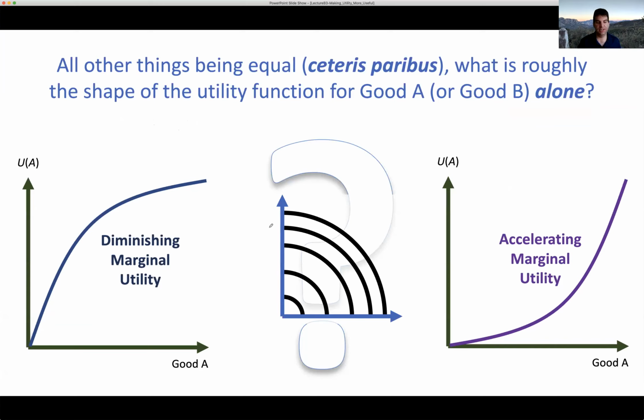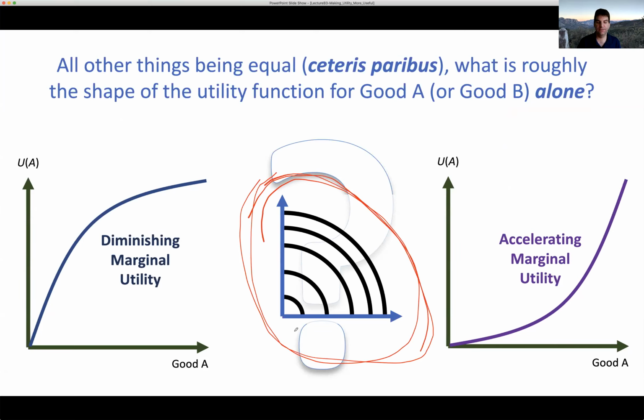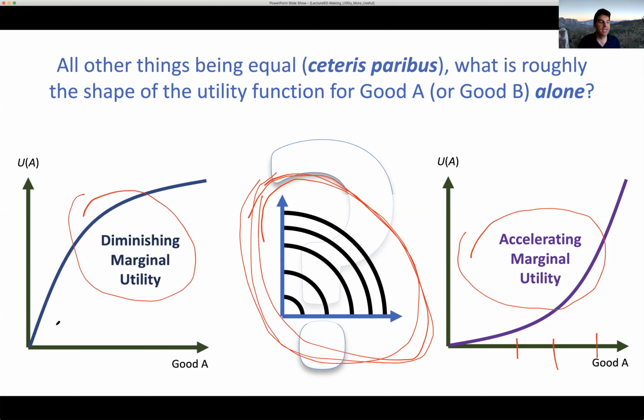All right, so we look at these utility functions here, and I've kind of given a little bit of this away. If we are dealing with a set of goods for which these are the utility functions, would you say that each good has an accelerating marginal utility? In other words, the good gets even better the more you have of it. Or would you say that these goods have a diminishing marginal utility, in which case the goods get less exciting as you get more of them?